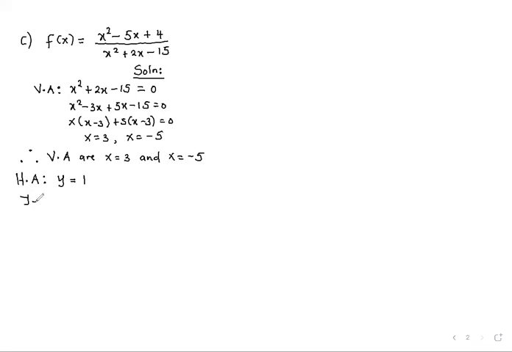Then we go to the y-intercept. The y-intercept, f of 0, that is 4 over negative 15. And then the x-intercept. Let's take it back.